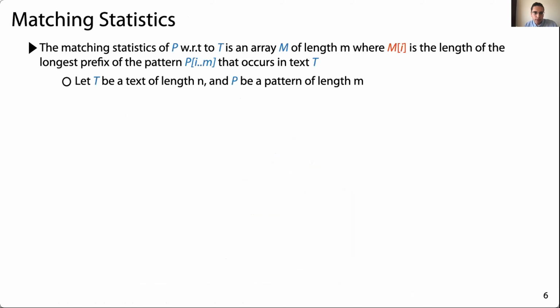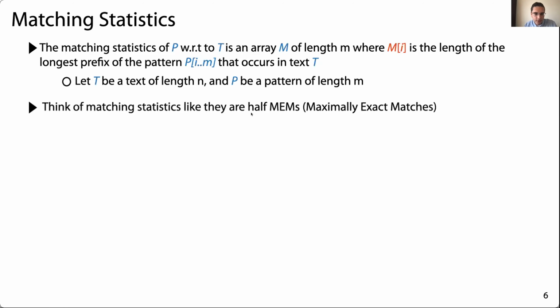So now I want to talk a little about matching statistics. Matching statistics for a pattern with respect to a text is an array of length m, where m is the length of the pattern. And each position in the array corresponds to the longest prefix of the pattern starting at position i that occurs exactly in the text. A less formal way to think about it is that they're half MEMs, or maximal exact matches. Because essentially what we're interested in is starting at a certain position in a pattern and asking how far we can extend our exact match in one direction that still occurs in the text.